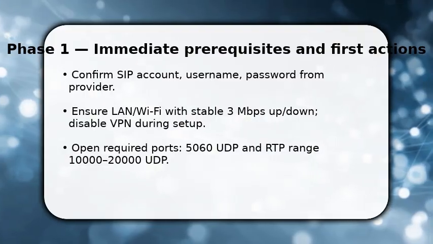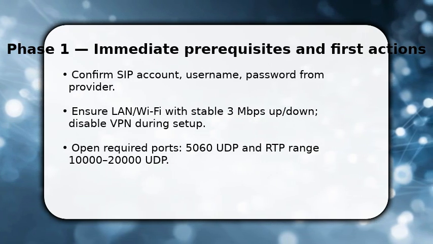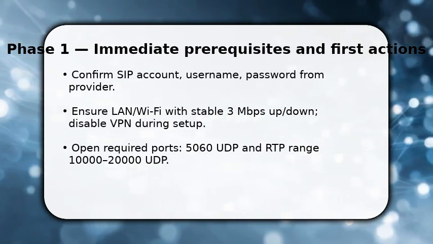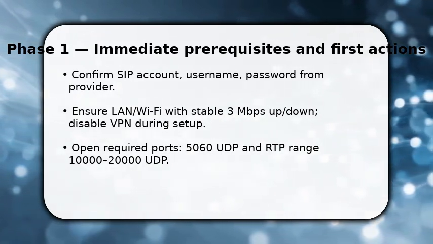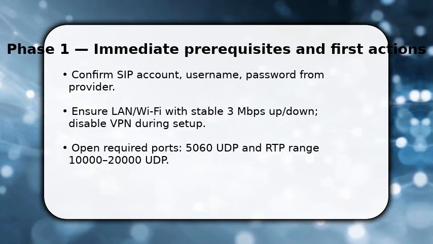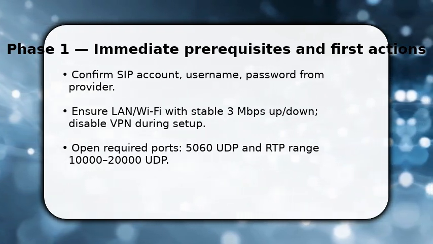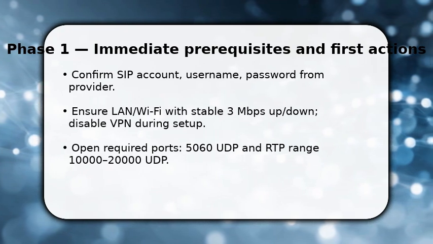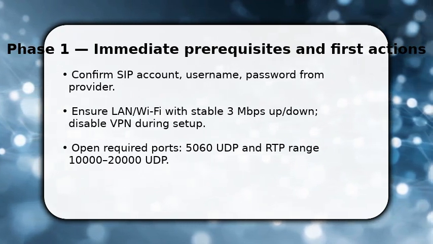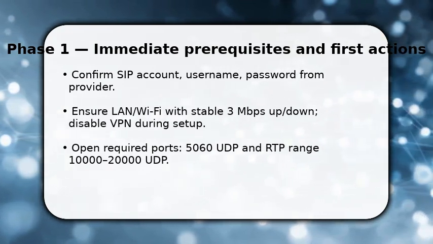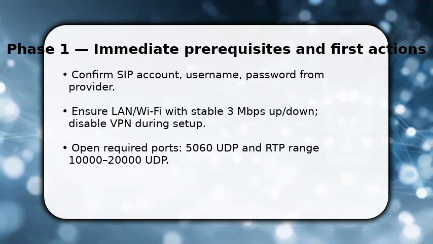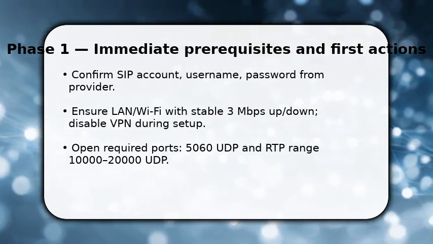You start by gathering the SIP credentials and checking the network. This is essential. Enter the SIP username, password, and SIP server immediately. Make sure your device has 3 Mbps up and down for call stability, and connect to the LAN rather than public Wi-Fi if possible. Once done, verify router or firewall rules.